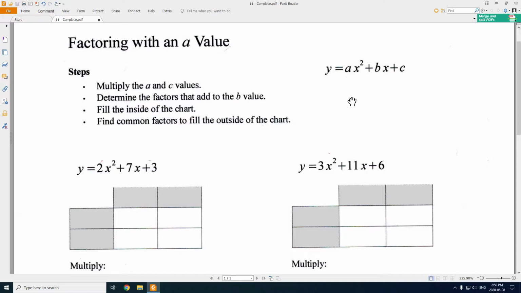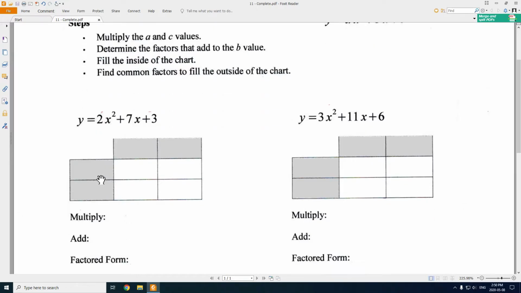All right, so what are the steps? First thing you're going to do is multiply the a and c values. So multiply the first and last numbers. In this case, a times c, first and last, 2 times 3 is 6.